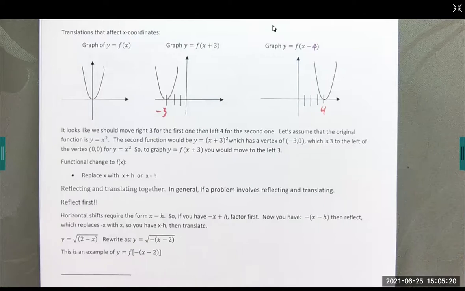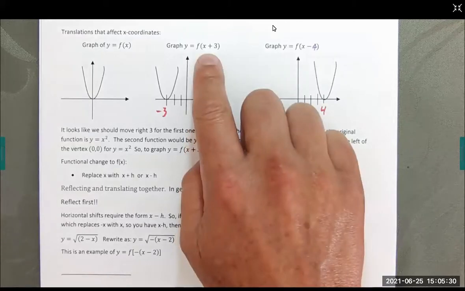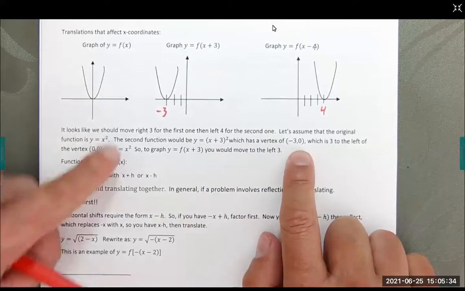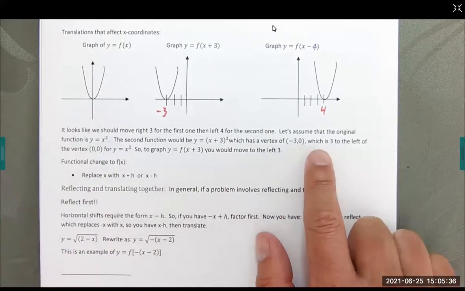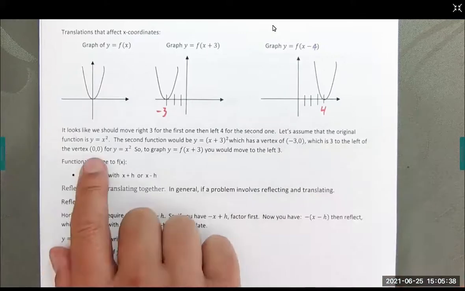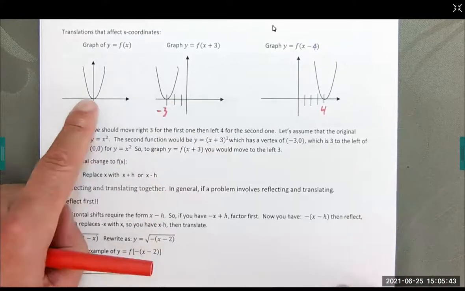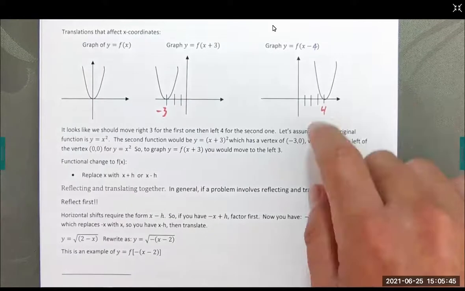Let's assume the original function is y equals x squared, which is a parabola, which this could be that shape. The second function would be x plus 3 squared. You see that there. With the vertex at -3, 0, which is what we have here, which is 3 to the left of the vertex 0, 0. So this original one was here, 0, 0, and it moved back. And you can say the same thing about this one here.